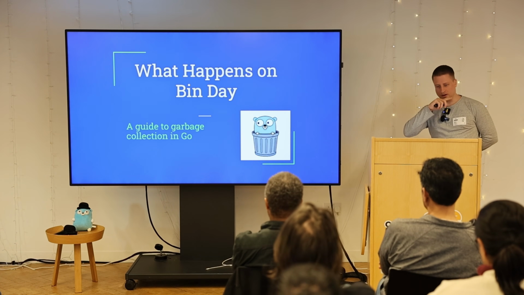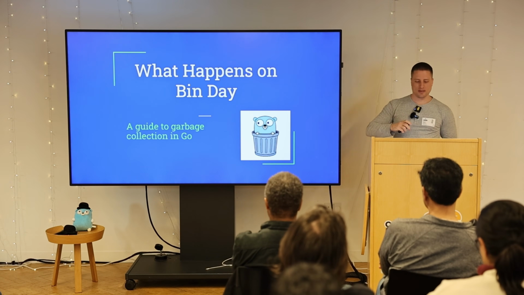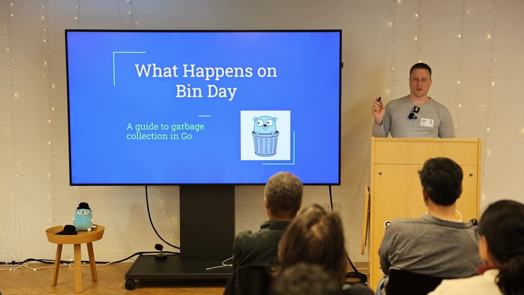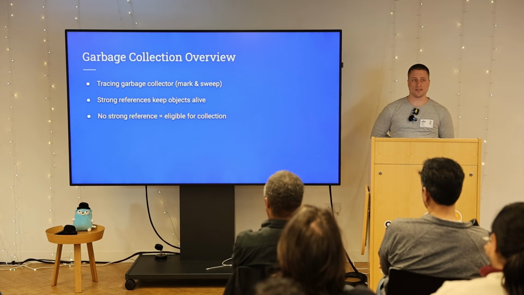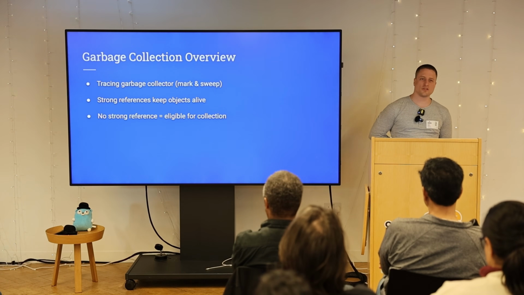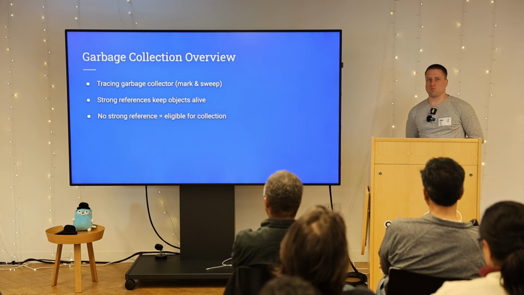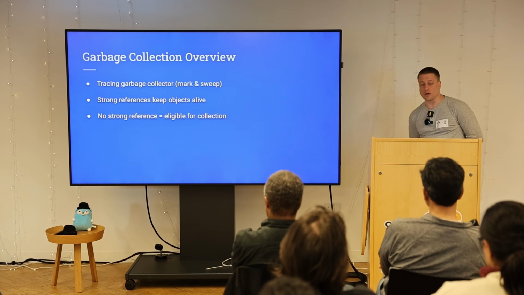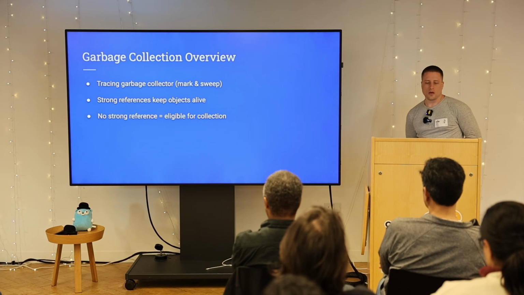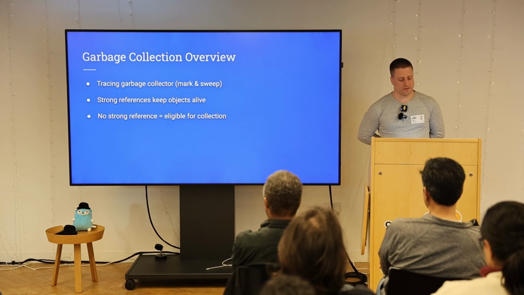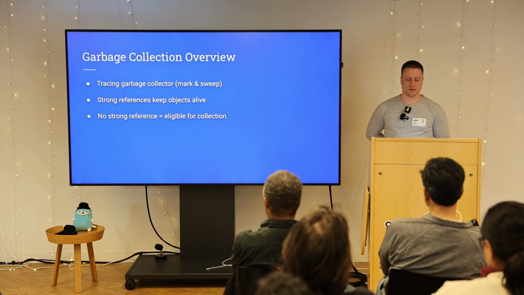Now, to talk more about what happens in Go's garbage collection, or what happens on bin day, a guide to garbage collection in Go. The garbage collector is a tracing mark and sweep garbage collector. That means it's essentially going through memory and working out which objects in memory are still being used and which aren't, and then the sweep phase just means deleting stuff that's not being used anymore. The strong references keep objects alive. If there aren't any of those, then that means that an object in memory is eligible for collection.